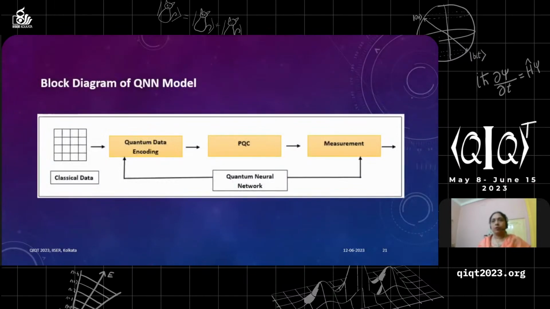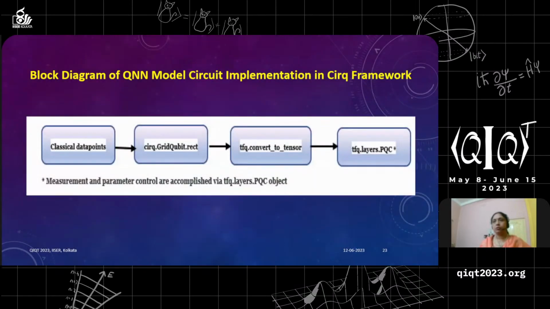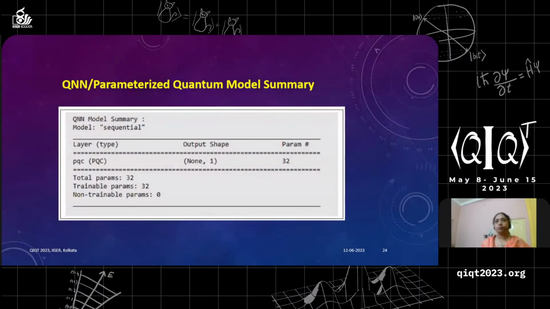This is the block diagram of that QNN model that I have already described. And these are the implementation details. We have used the Spark environment for the implementation of Siamese quantum neural network retrieval. These are also block diagrams for the implementation details. Now, this is the model summary of the parameterized quantum circuit.